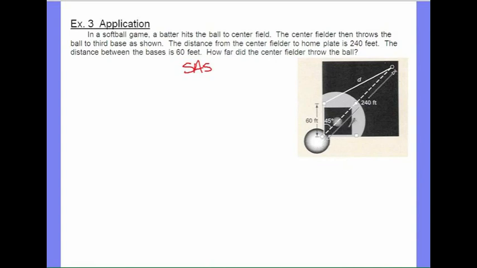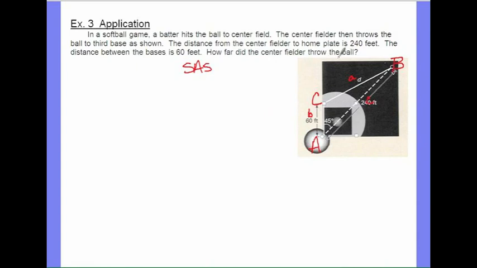We probably want to label our triangle with A's, B's, and C's so we can use our formulas. So let's label home A. The center field here, we're going to label that as B. And third base, we're going to let that be C, just so that we can use the A's, B's, and C's in our formula. So if home is A, then across from home is going to be our little a. Across from C is going to be our little c. And across from B is going to be our little b.